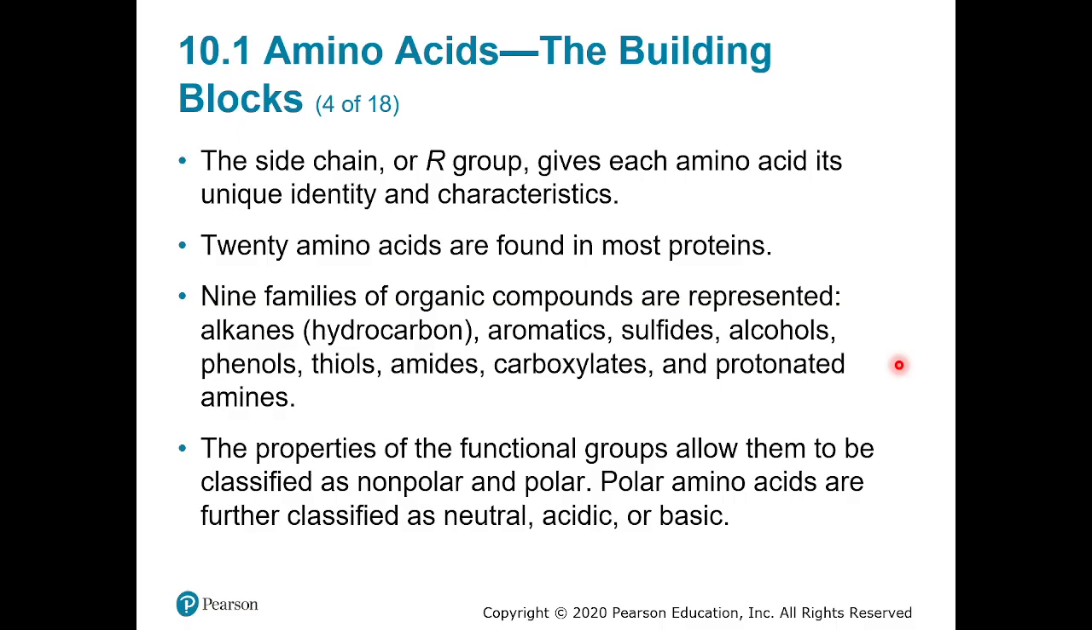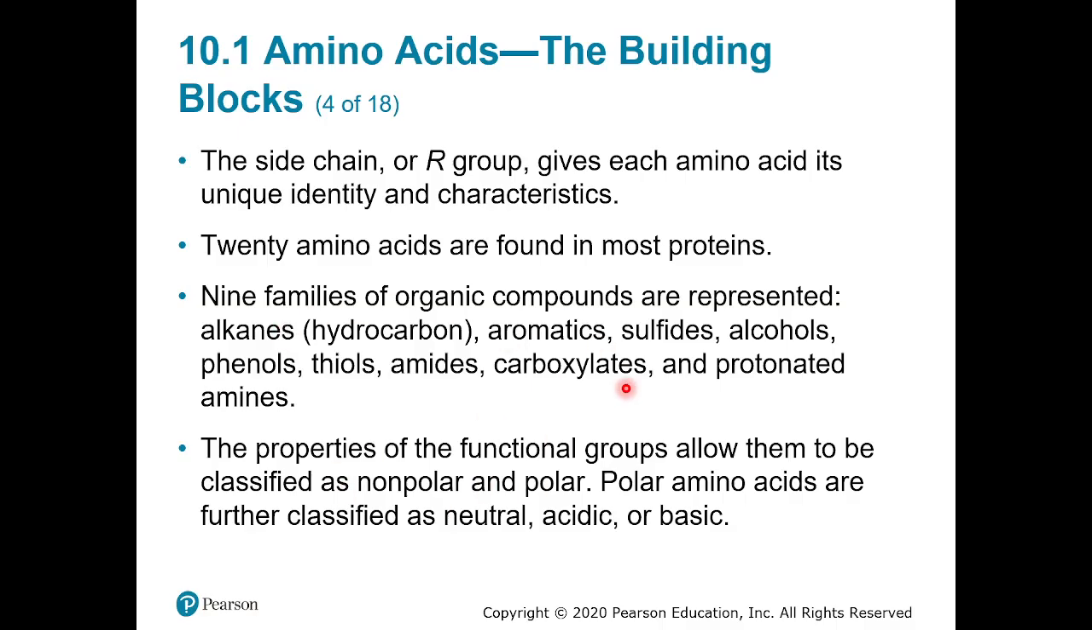There are 9 families of organic compounds that are represented in these. There's the alkanes. Those are the hydrocarbons. You probably saw that carbon skeleton. There's the aromatics. There's the sulfides. There's the alcohols. There's the phenols, the thiols, the amides, the carboxylates, and the protonated amines. We've already seen the carboxylates, protonated amines, and the hydrocarbon portions. The other ones are going to be on those side chains. Okay.